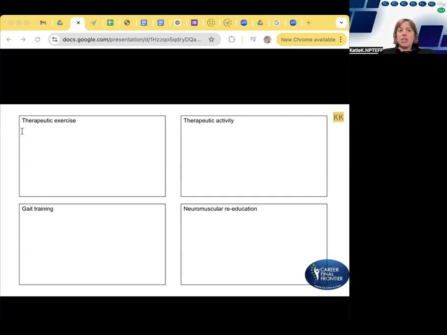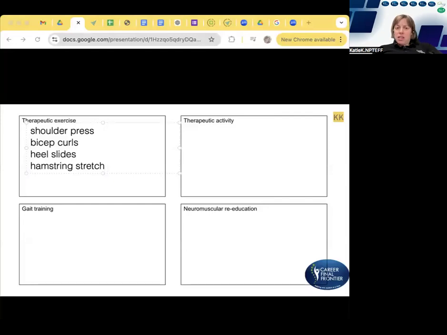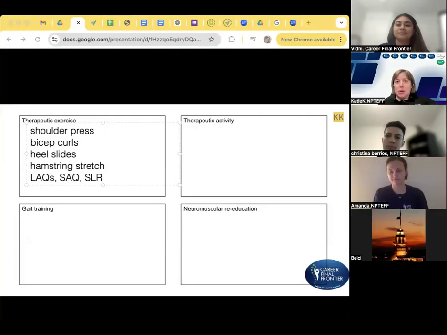Can anybody think of actual exercises that would fall under therapeutic exercise? You can write in the chat. You can even call it out if you want, if you're brave enough to talk. Shoulder press, great. Bicep curls. Heel slides. Hamstring stretch. Long arc quads, short arc quads. Just throw in straight leg raise because that's all in the same mix. Yeah, pretty much anything that has to do with building muscle or lengthening that muscle, okay?